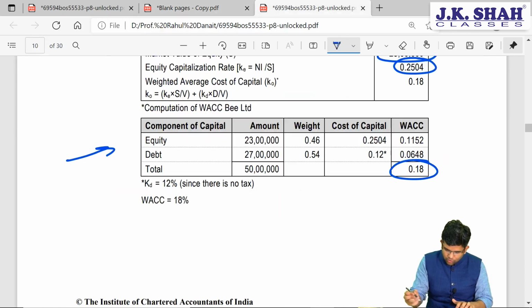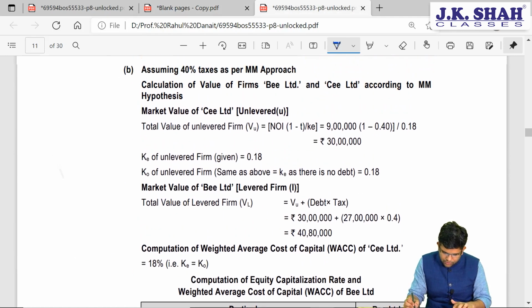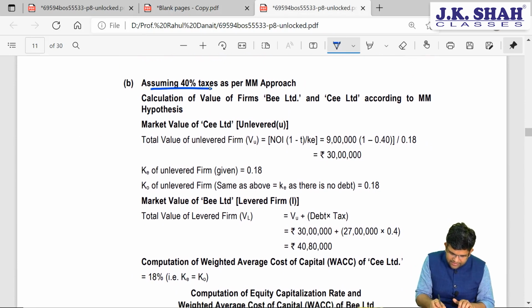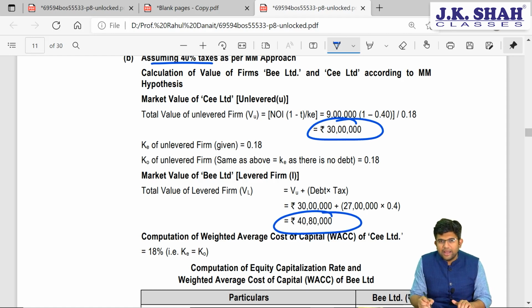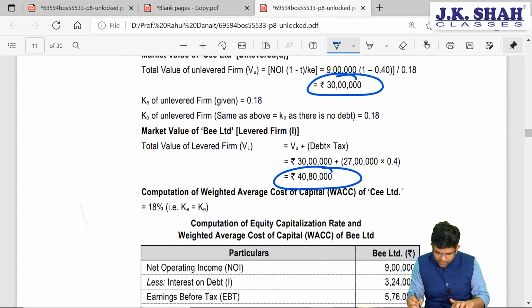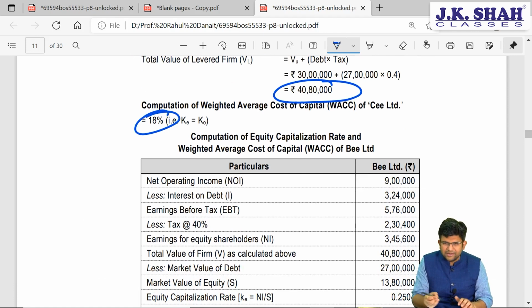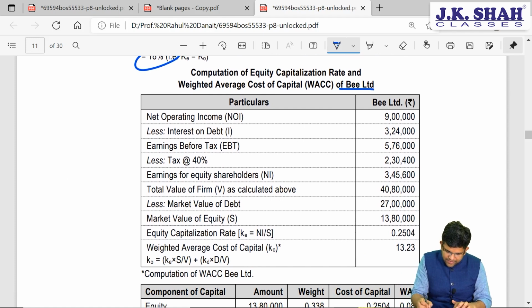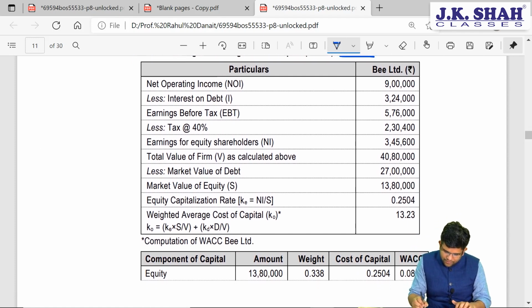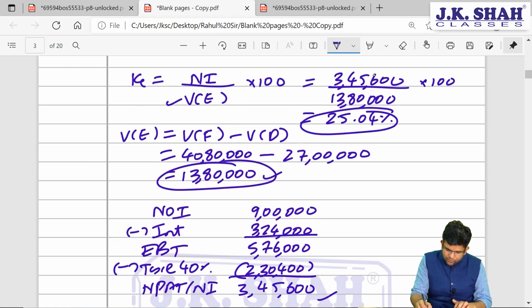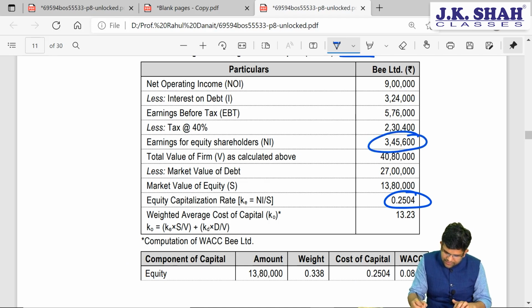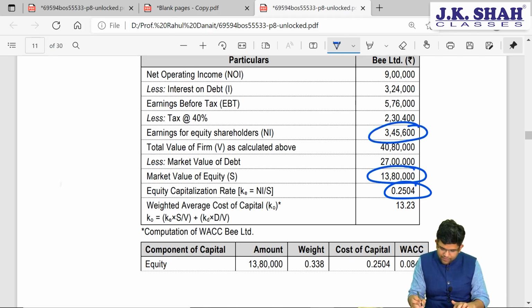So children, let us now go to the institute solution. Let us check if taxes are assumed. What are they getting? 30 lakh for the unlevered, 40,80,000 for the levered. Both these answers we had got. Then students, as far as C is concerned, there is no question of solving anything because KE, KO, everything is the same. As far as B is concerned, if you remember, we had got the KE as 25.04% here, right? Which was 345,600 upon 13,80,000. Correct? 345,600 upon 13,80,000, 25.04.